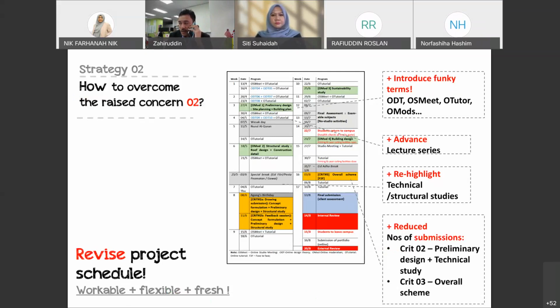So I revised the project schedule and introduced funky terms. The students, that age, they like those Insta terms and all that. So I introduced funky terms. I use ODT, OSME, OTutor, OMOODS. All these make them interested or curious about what we're going to do. So they have to find out.